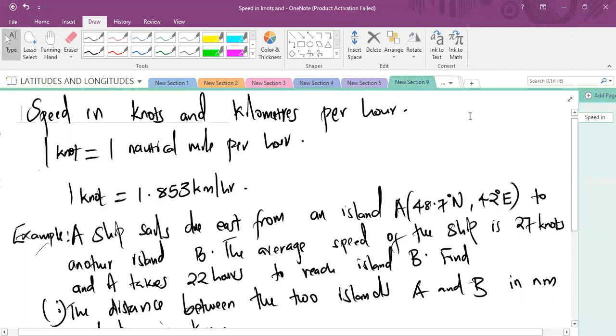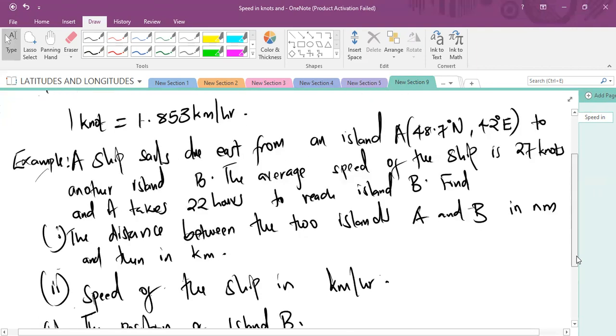Next, I would like us to look at speed in knots and kilometers per hour. Now we should know that 1 knot is the same as 1 nautical mile per hour. So 1 knot is equal to 1.85 kilometers per hour. So if we already know that relationship, we can take up a question here and see how exactly to go about it.